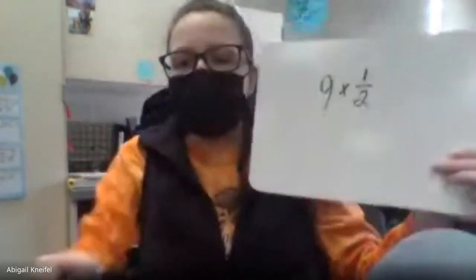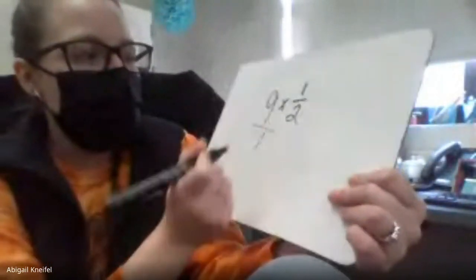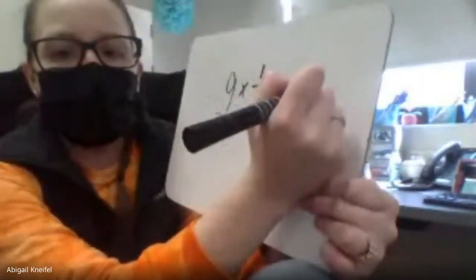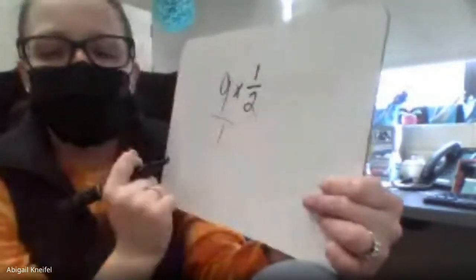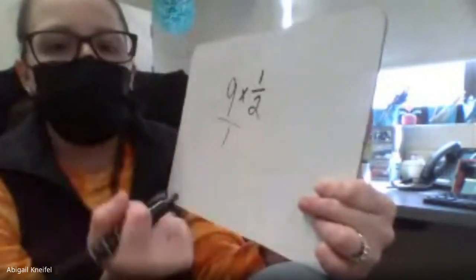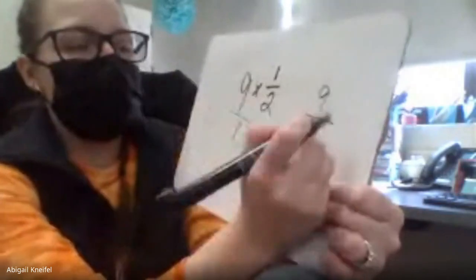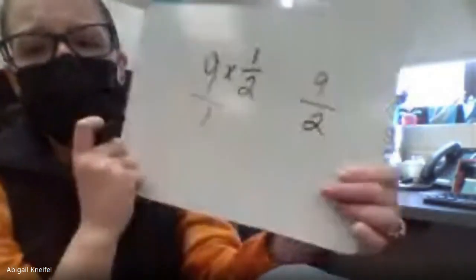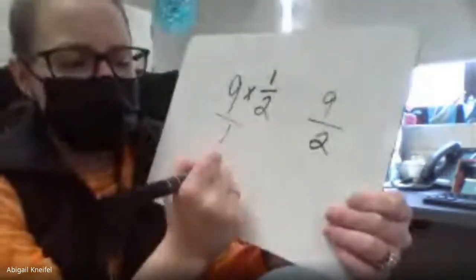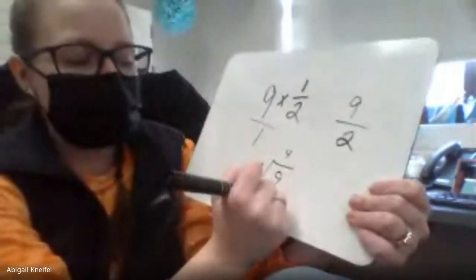All right, you may show me your boards. This one should not have been too challenging. We just need to make 9 over 1, multiply straight across. There's no way to cross simplify with this, Paisley. So no, you're not, because there's no way to do that. 9 times 1 is 9. 2 times 1 is 2. That's an improper fraction. We can't leave it like that. We got to divide. 2 can go into 9 4 times, which equals 8.